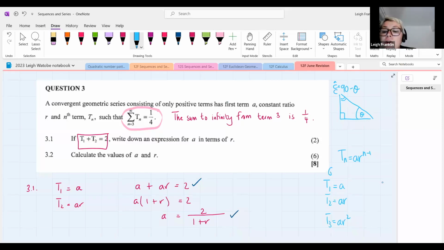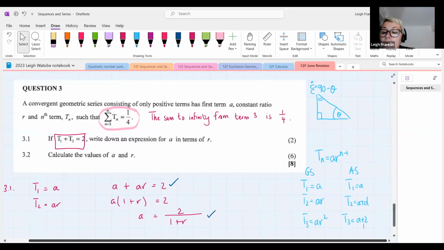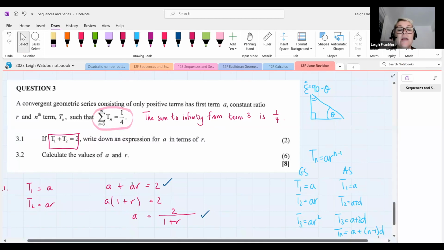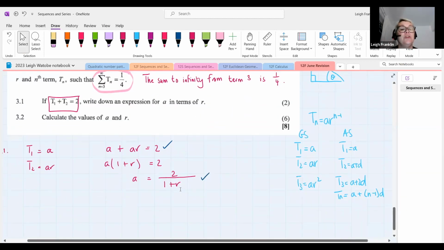So that's geometric. If you're talking about an arithmetic sequence or series, term one is also A, but term two is A plus D. And term 3 would be equal to A plus 2D. Is this starting to ring a bell? And that's why the nth term is Tn equals A plus (N minus 1) D. There's always one less N in terms of your differences. So if it's term 3, there are 2 differences. In term 2, there is 1 difference. That would be if it was arithmetic, but this is geometric.